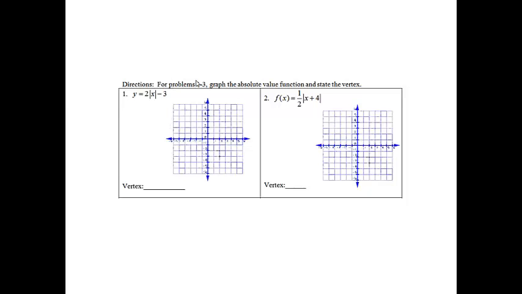Directions. For problems 1 through 3, graph the absolute value function and state the vertex. Alright, on problem number 1, y equals 2 absolute value of x minus 3.